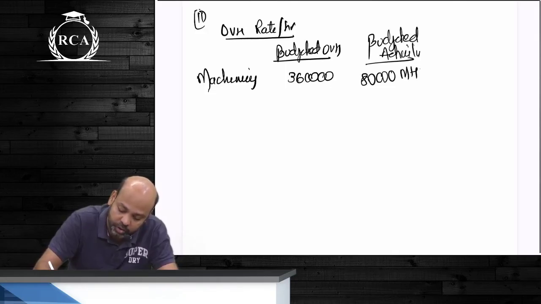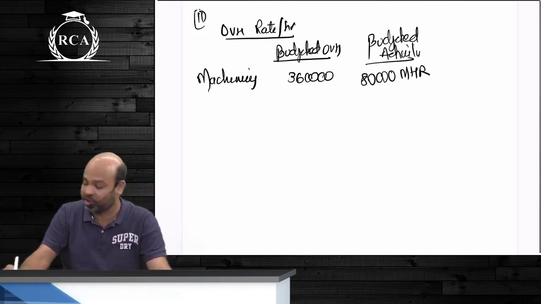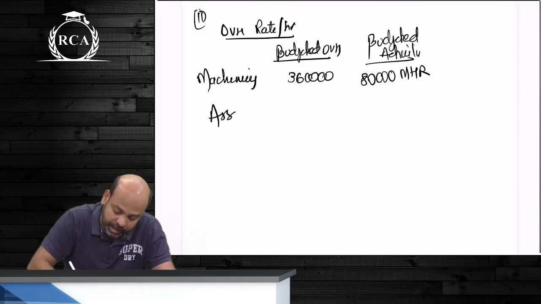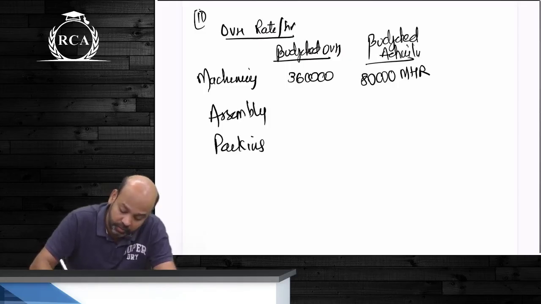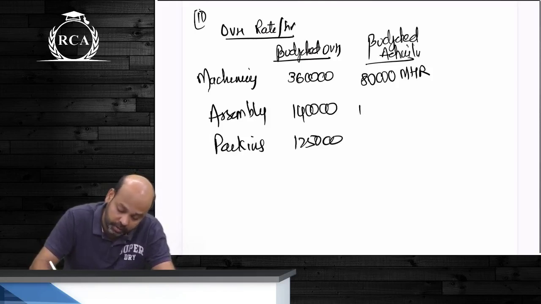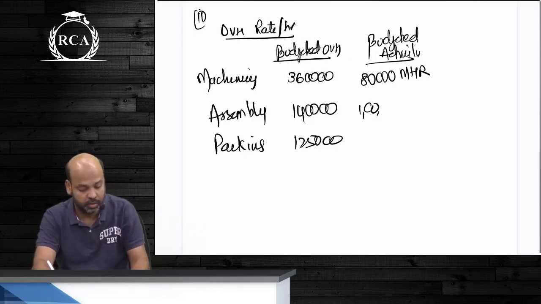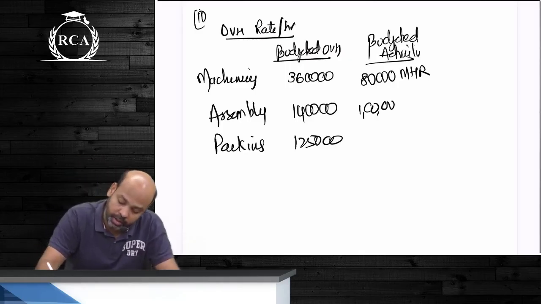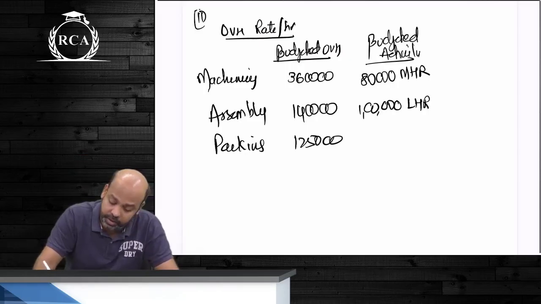We just wrote a conclusion that they will be absorbed on the basis of machine hours. But for the other two departments, guys, you're going to write labor hours. 1,40,000 and 1,25,000. This will be 1 lakh labor hours, and the other one beta is 50,000 labor hours. Write the overhead rate per hour.